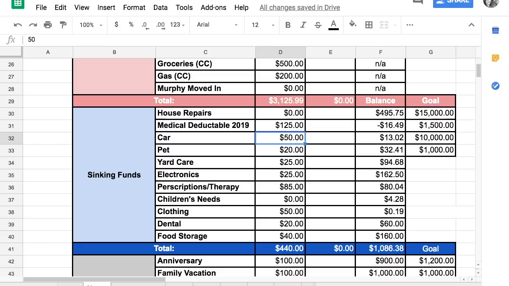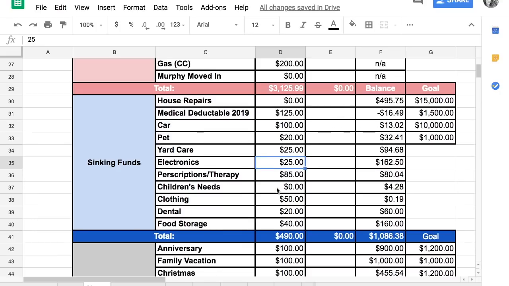Our car fund, I'm going to bump that up to $100 because in October, my husband's brakes went out and we spent about $500 on a brake repair, and so we need to start beefing up our car fund again. Pet, we'll keep that the same. Yard care, keep that the same. Electronics, still slowly adding to that.